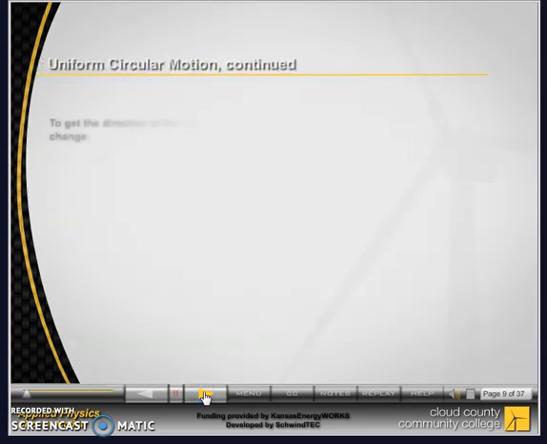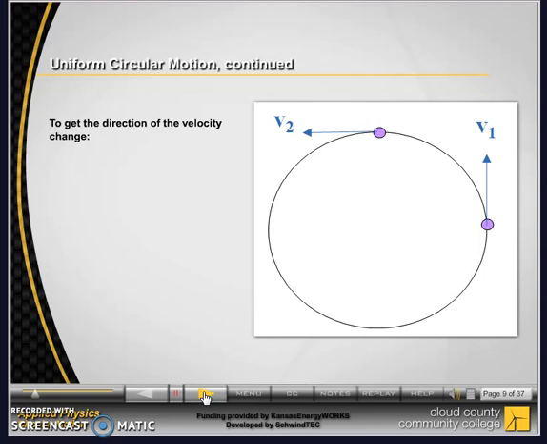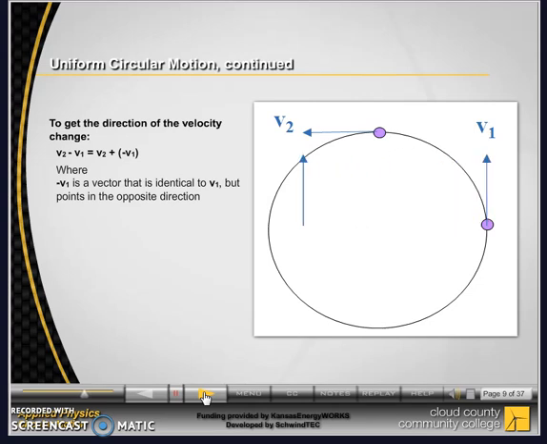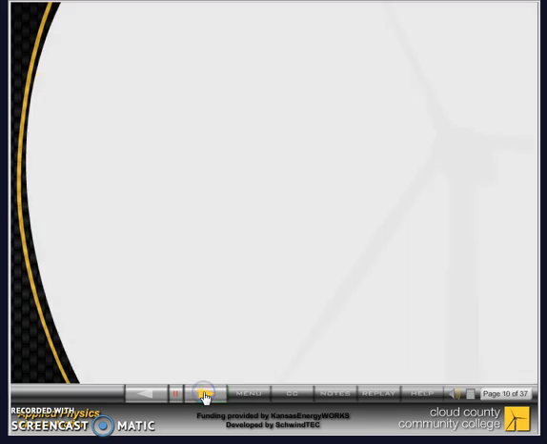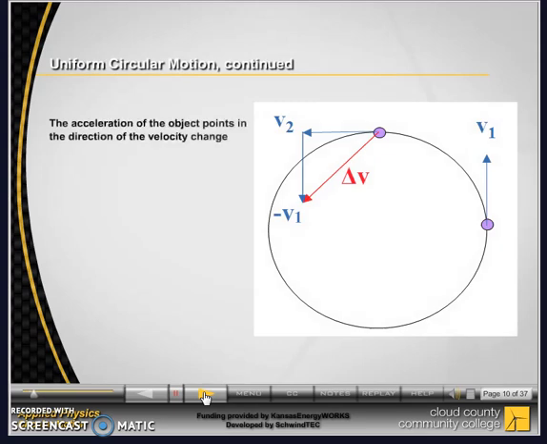To get the direction of the velocity change, we note that v sub 2 minus v sub 1 equals v sub 2 plus negative v sub 1, where negative v sub 1 is a vector that is identical to v sub 1, but points in the opposite direction. The vector v sub 1 is subtracted from the vector v sub 2 and shown as a change in velocity. The acceleration of the object points in the direction of the velocity change.